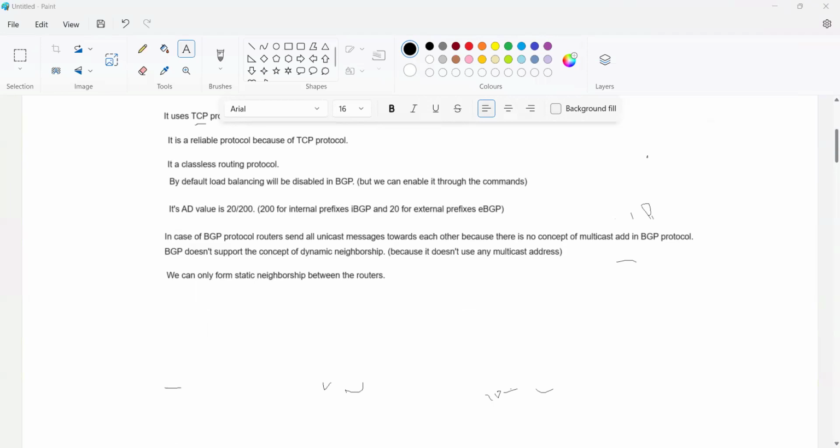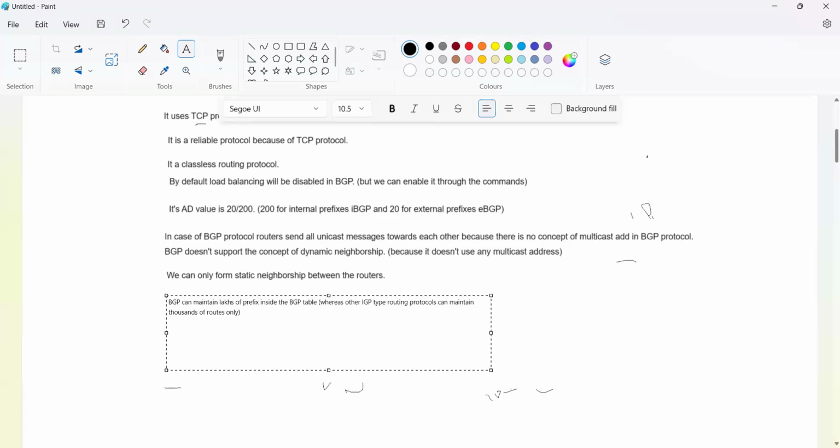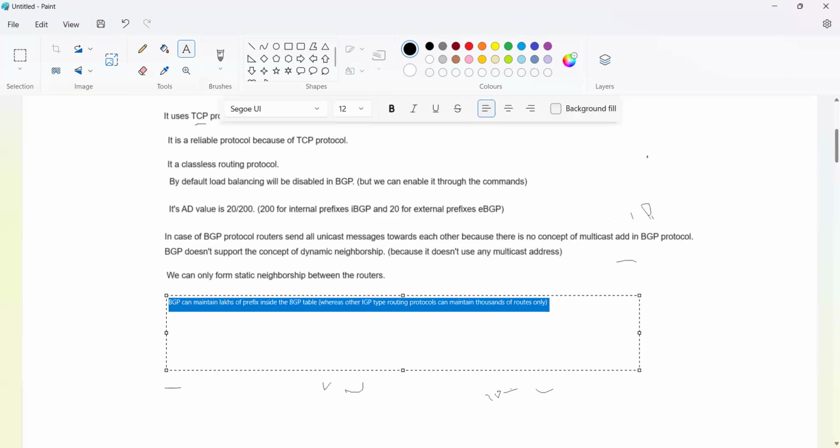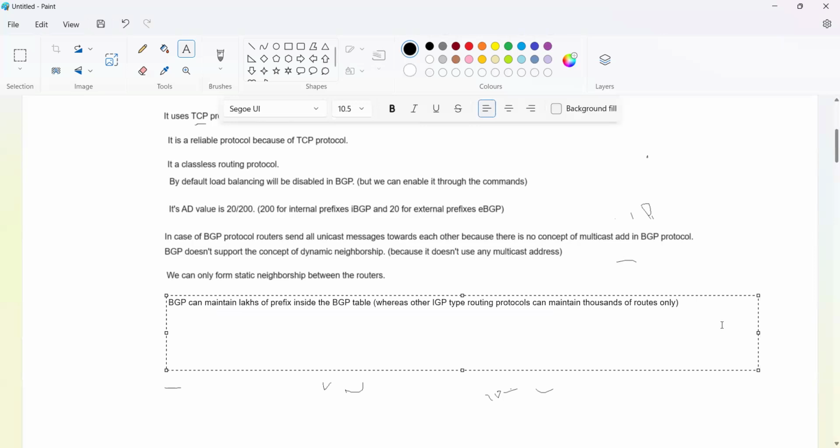BGP can maintain lakhs of prefixes inside the routing table. That is the reason BGP is the protocol we use between two branches. BGP can maintain lakhs of prefixes inside the BGP table, whereas other IGP type routing protocols can maintain thousands of prefixes. This point is very important.